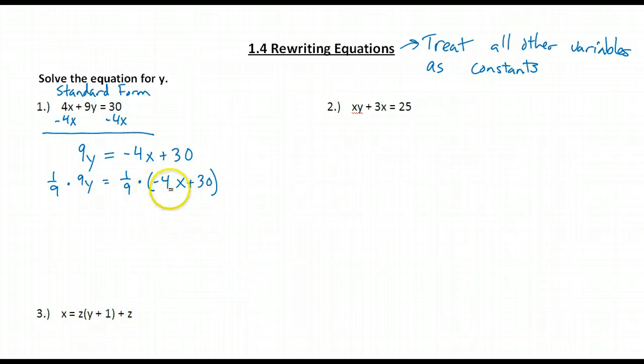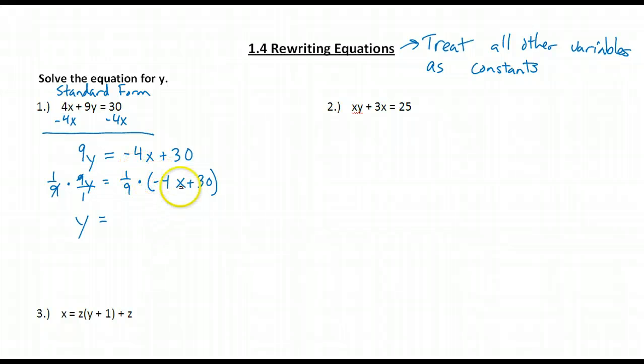Notice that when I multiply the right side by 1/9, I put negative 4x plus 30 in parentheses. The reason I do that is so when I multiply by 1/9, I need to multiply this entire side by 1/9, not just the first term on the right side or the last term on the right side. I need to multiply both sides by 1/9. So on the left side, a 9 in the numerator, a 9 in the denominator cancel. I'm left with just y.